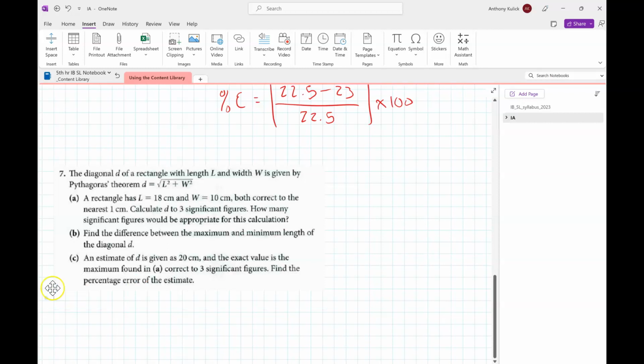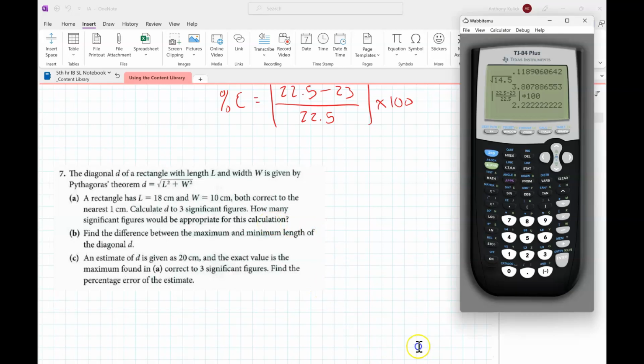It says the diagonal D of a rectangle with length L and width W is given by Pythagoras' theorem. D is equal to square root of L squared plus W squared. We recognize this as the Pythagorean theorem where we just square rooted both sides of the equation, and then use D, L, and W instead of C squared, A squared, and B squared. All right. It says a rectangle has length 18 and width 10, both correct to the nearest centimeter. Calculate D to 3 significant figures. How many significant figures would be appropriate for this calculation?